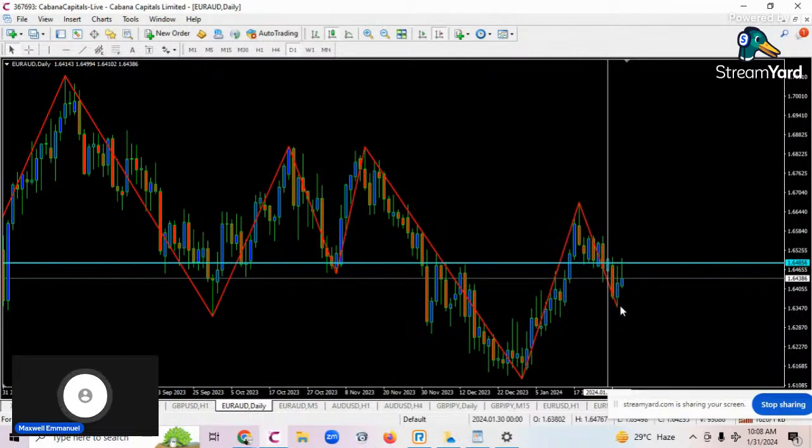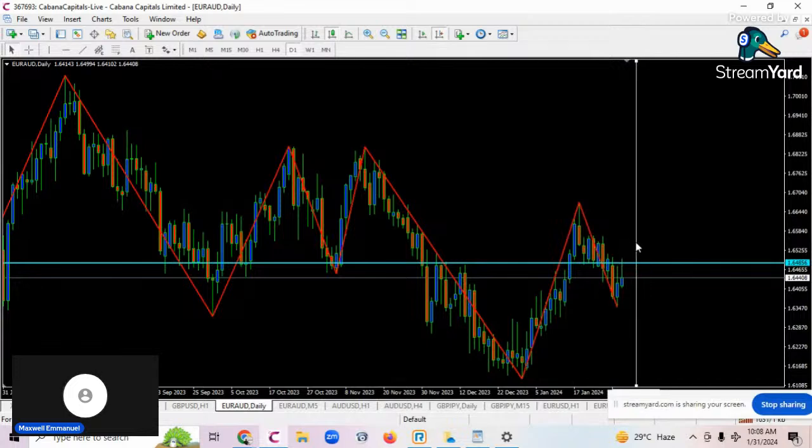As you can see, price has tested that support, which has become a resistance. Price has tested that level, and you can see there's a strong rejection from that level. So let's go down to 4 hour.